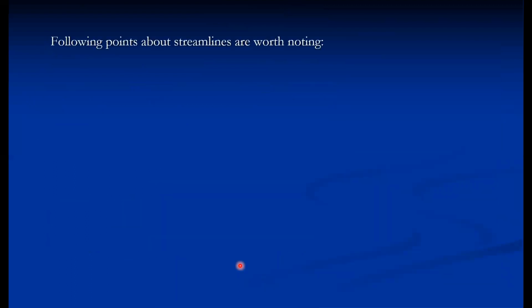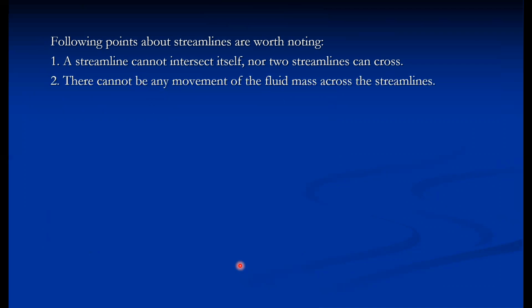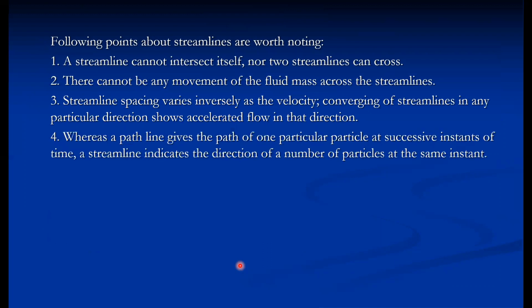Streamlines exhibit some characteristics. A streamline cannot intersect itself, nor can two streamlines cross each other. There cannot be any movement of the fluid across the streamlines. The streamline spacing varies inversely as the velocity. Converging streamlines in any direction show acceleration in that direction.